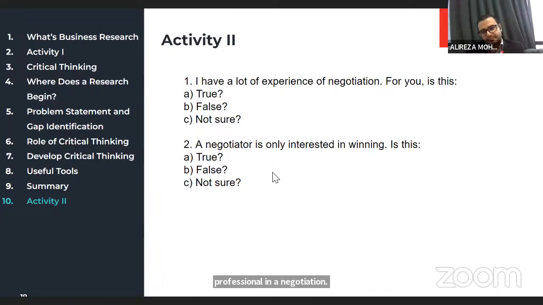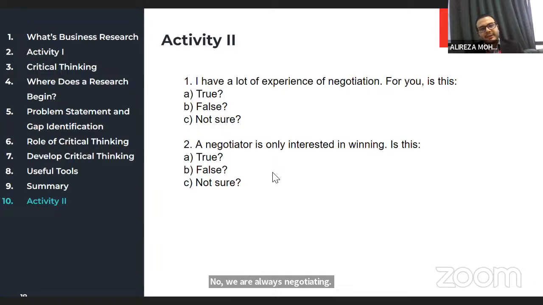So false, no. And not sure. Not sure is an acceptable answer to this because if you're aware enough to be unsure of your negotiation experience, you probably should try harder to understand what you do without thinking. I think this is by far the wrongest answer to this question. Not sure? No, we are always negotiating.